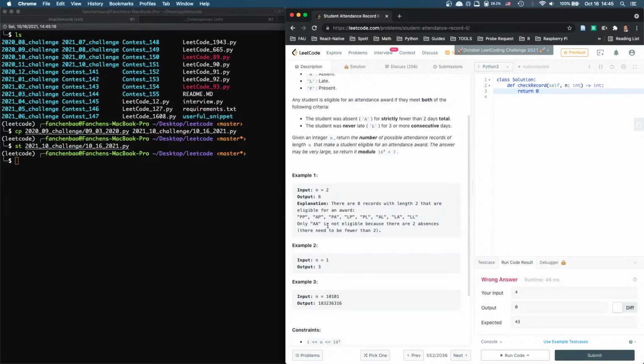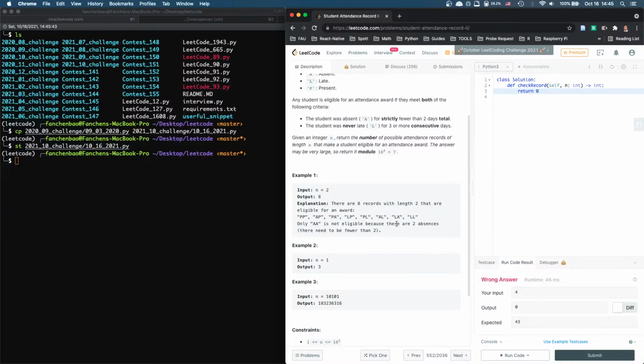Oh, AA is not eligible because there are 2 absences. All right, so let me count this one again. So no A, no L, that's going to be PP, yeah, that's 1. And we say no A, complete no A, so all A is count, so we have 1, 2, 3, 4. Right? I have 4. And no L, so we eliminate L, so I have 3. In total, we have 8.